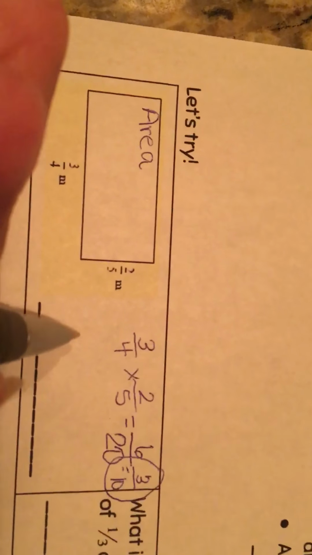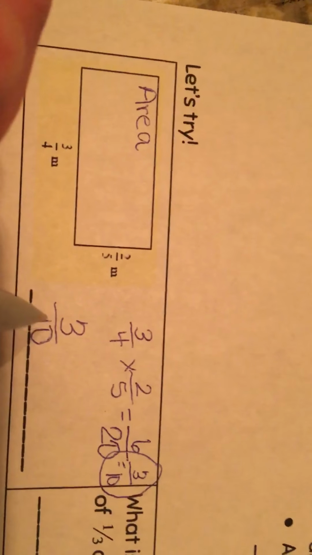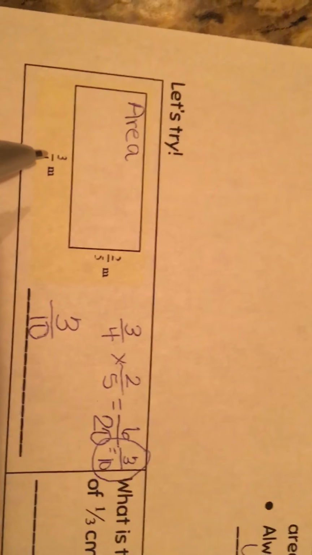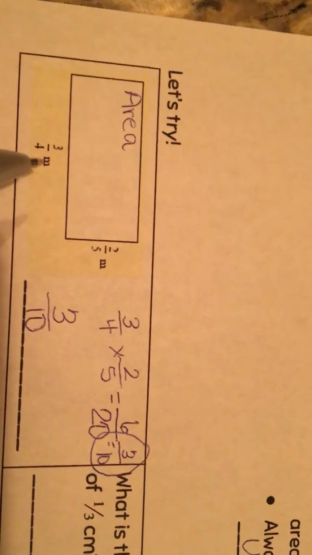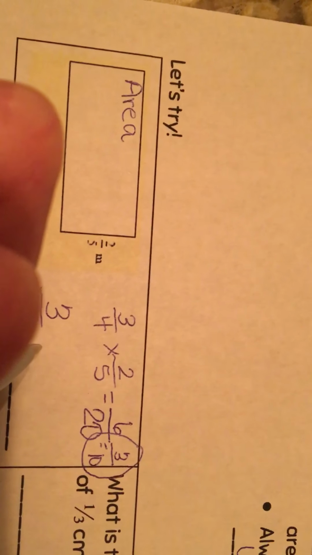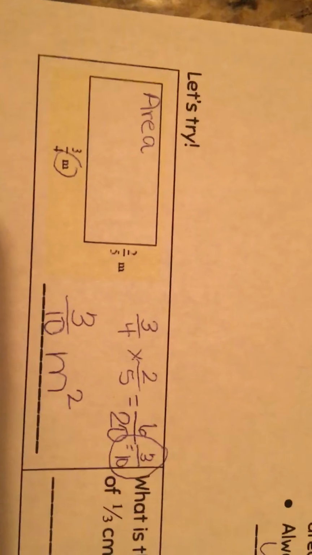So we're going to write that the area is 3/10, but we have to write it in square units because we're multiplying a length and a width, or a width and a length, which is two dimensions. And we notice our unit here is meters. So we're going to write meters, and we're going to write that it's squared because we're looking at area. Okay? All right, let's look at this one.